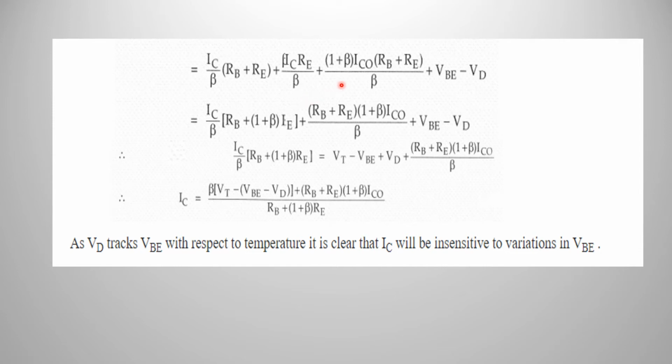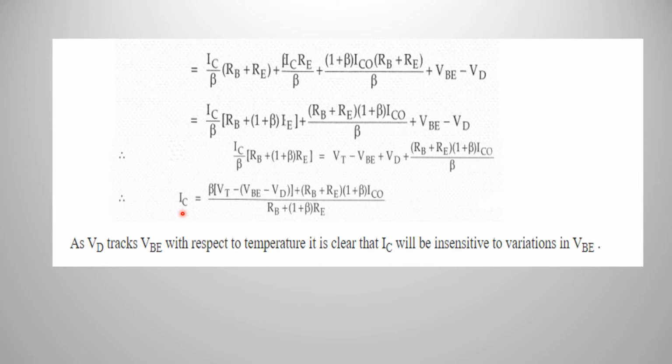And the rest of the equation is the same as it is. Now VT is equal to, and we are taking out the common terms IC by beta, and we get this term. Now we are shifting this term to the LHS, and VT and the rest of the terms are shifted to the RHS, thereby isolating IC. IC alone is kept in the LHS and all the other terms.